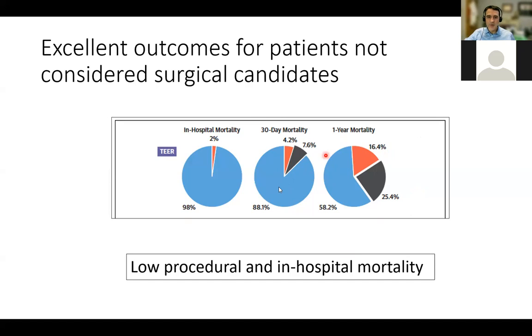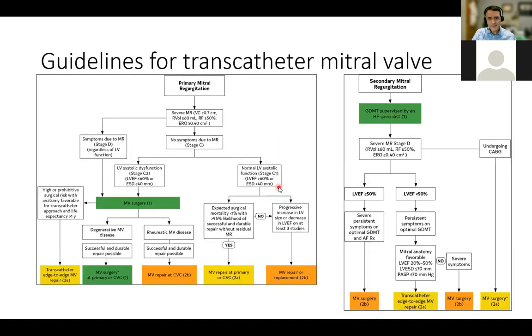And you look at 1-year mortality, it's around 16 to 20%, which in many of these patients who are elderly and some obviously with functional MR, these are standard, pretty much the type of result you'd expect. But you can see that in-hospital mortality and 30-day mortality is quite low in that group. So low procedural and hospital mortality is obviously driving the use of this technology.